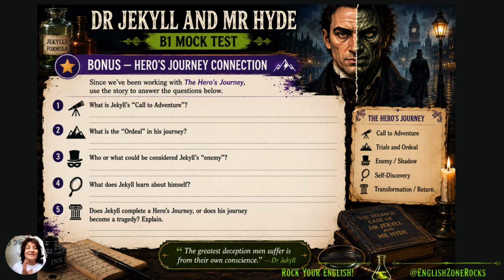Explain. All right, so the hero's journey on the right, we have call to adventure, trials and ordeal, enemy, shadow, self-discovery, transformation, return. And we have another message. The greatest deception men suffer is from their unconscious. Okay, so the strange case of Dr. Jekyll and Mr. Hyde.